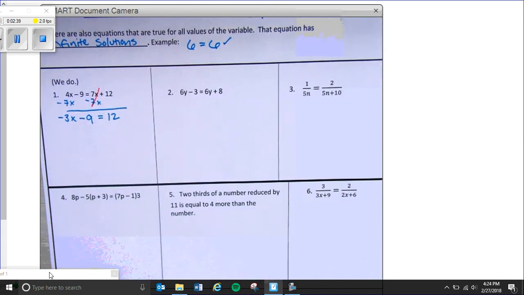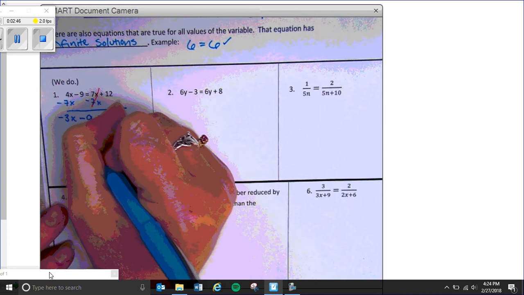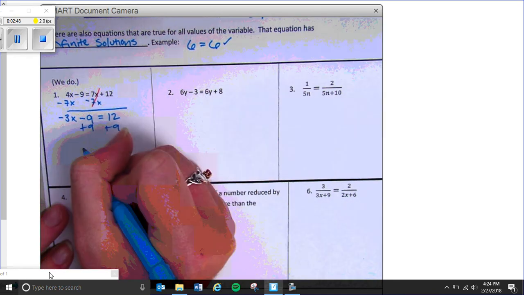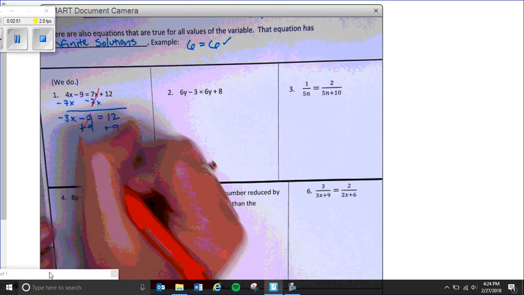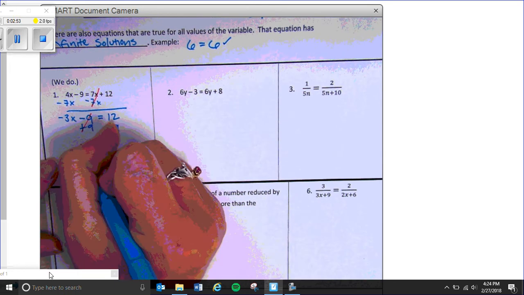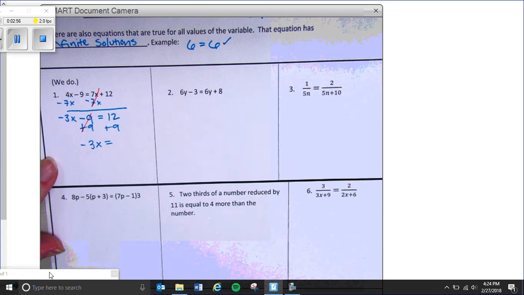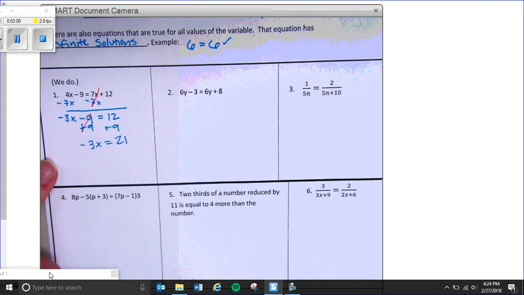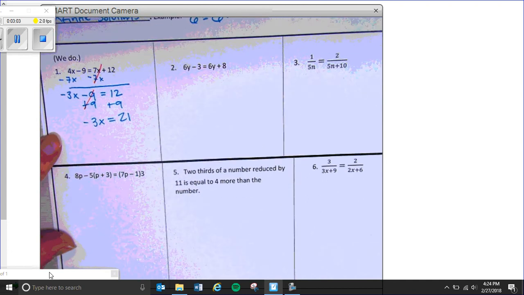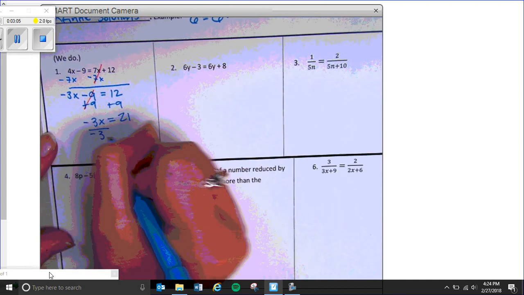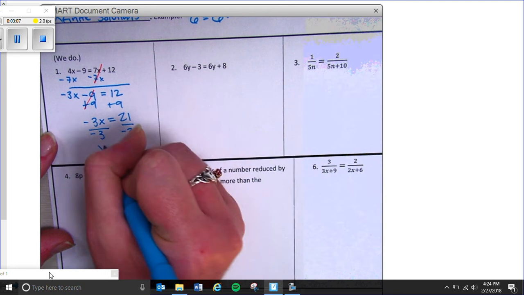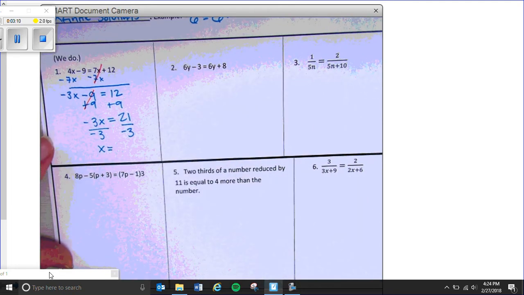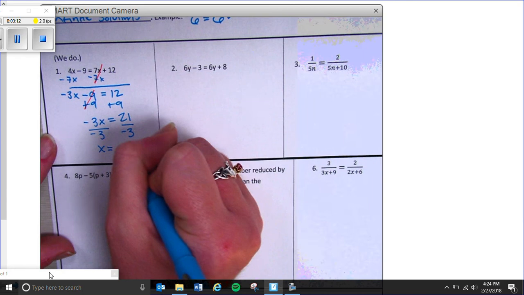Now if you think back to those do and undo tables, what's the first thing we need to do in order to solve for x? We need to add 9 to both sides. Again, my 9's cancel each other out, which leaves me with negative 3x equals 21. Now I just have one more step to do. In order to solve for x, I have to divide by a negative 3. So x equals 21 divided by negative 3, which is negative 7.